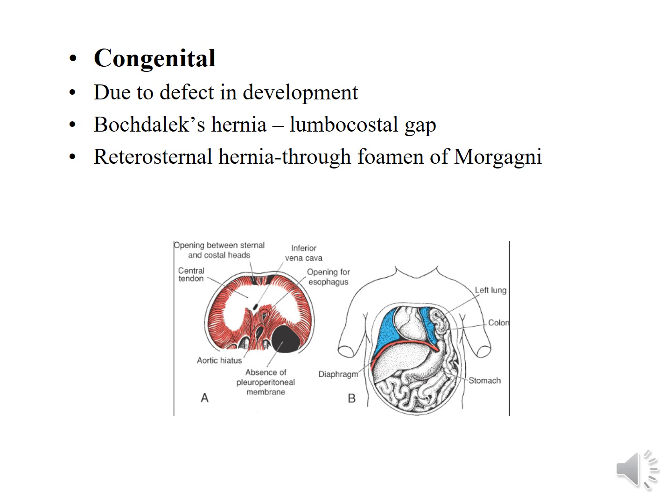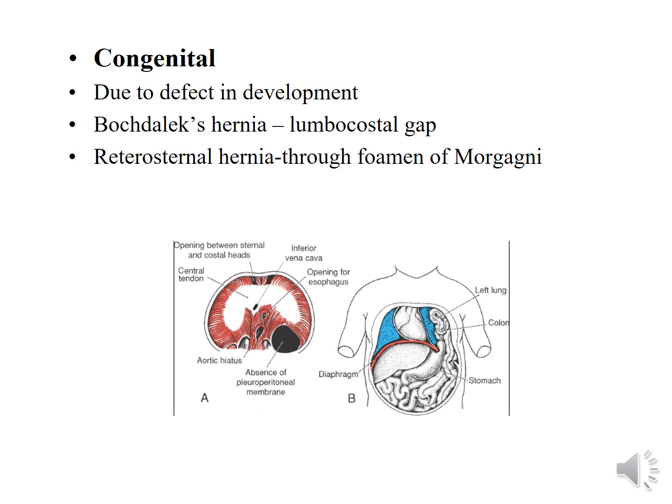In figure B, we can see how the intestinal contents have protruded into the thoracic cavity and are compressing the lung. Right, so this is Bogdalek's hernia, and it is a grave type of situation. It has to be repaired as soon as possible, and it is usually left sided.